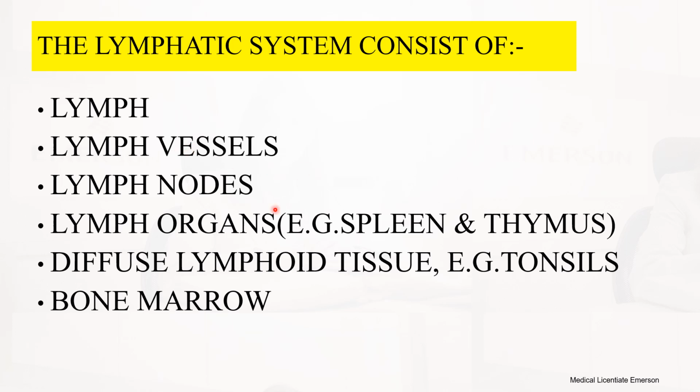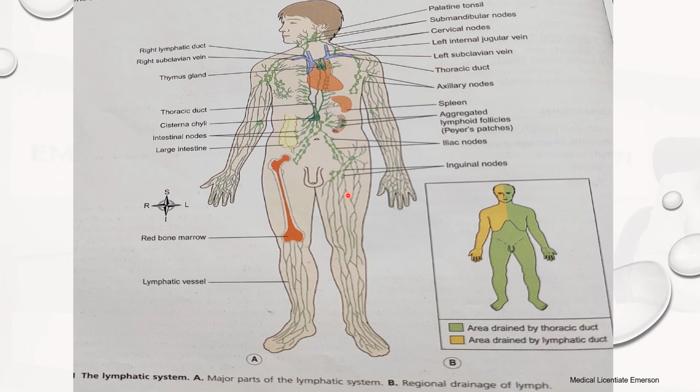Okay, then this lymphatic system actually consists of lymph. We have lymph vessels, we have lymph nodes, we have lymph organs such as the spleen and the thymus, and of course there's diffuse lymphoid tissue, for instance the tonsils, and of course even the bone marrow is also one of the structures. Okay, so this is what we are talking about. So the red bone marrow, the spleen, these are the structures we are talking about.